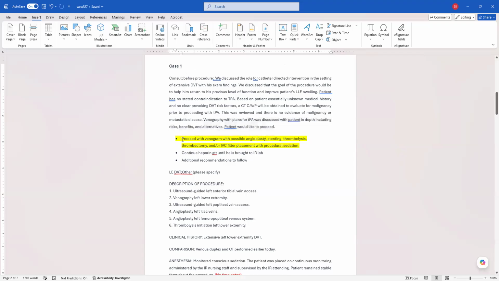But when we jump down here to these bullets, the first bullet point says proceed with venogram with possible angioplasty, stenting, thrombolysis, thrombectomy, and/or IVC filter placement with procedural sedation. So here we have a bit of a conflict in the documentation. From the initial paragraph, I would have said no, we're not going to code for the diagnostic imaging. And then coming here, if I just saw this statement and I hadn't seen the paragraph from the consult, I would have said then we're going to code for the diagnostic venography in this case.